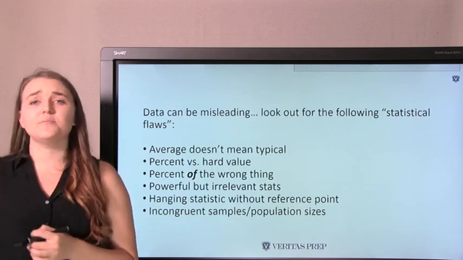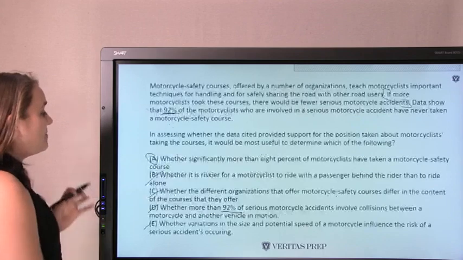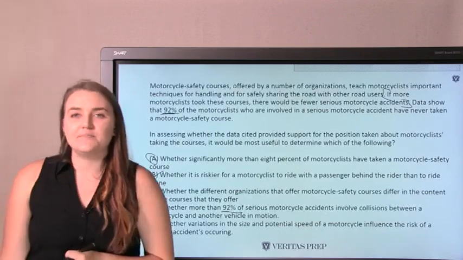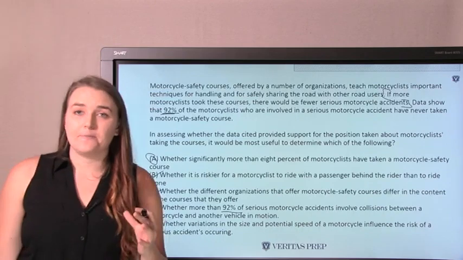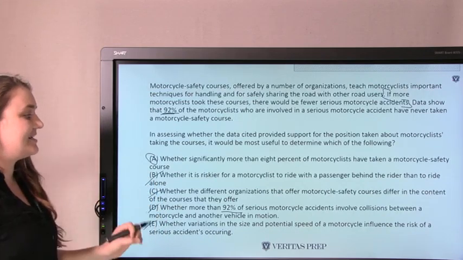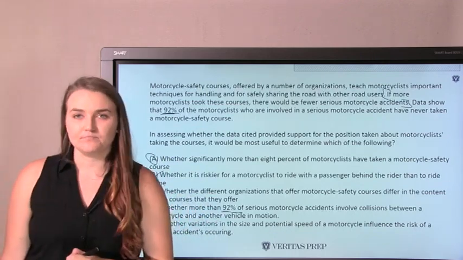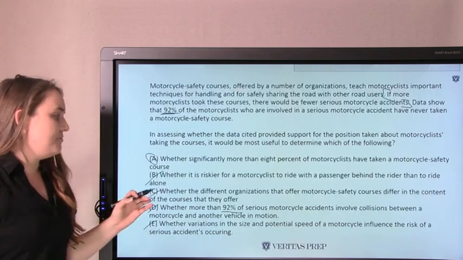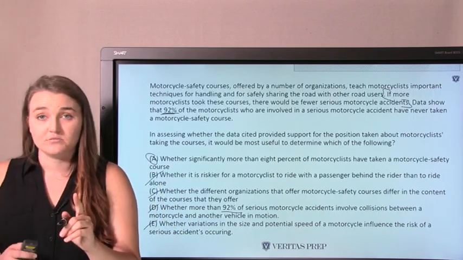Sure, let's take a moment to circle back. I want to make sure everyone's feeling super clear on this one. So your confusion here stems from answer choice D. So let's talk about it. So answer choice D: whether more than 92% of serious motorcycle accidents involve collisions between a motorcycle and another vehicle in motion. So if motorcycle accidents involve other vehicles in motion, first of all, right?